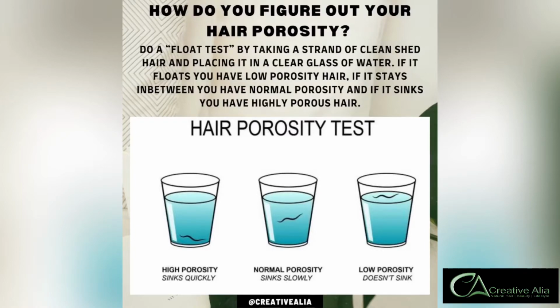So let me repeat that again. If it floats, meaning it doesn't sink, you have low porosity, so it stays on top. If it stays in between and sinks slowly, you have normal porosity. But if you see that it sinks super quickly and goes to the bottom really quickly, that means, my dear, you have high porosity hair.